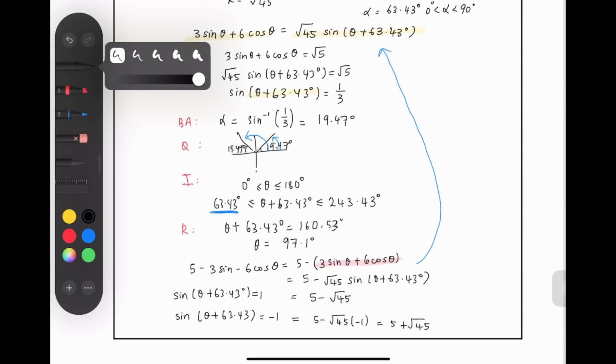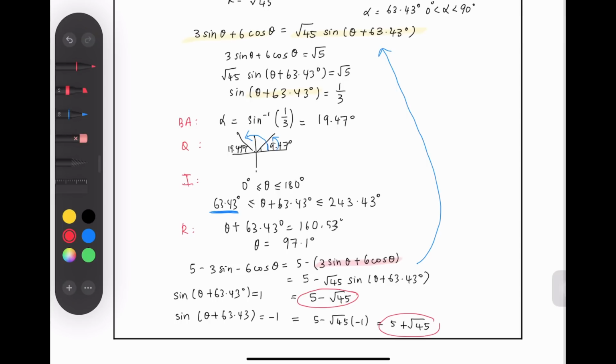So let's try to compare these two values. Which one is higher? Definitely the second one. So this is the maximum value and this is the minimum value. So basically we get 5 plus root 45 when we substitute sin(theta plus 63.43) equals negative 1.